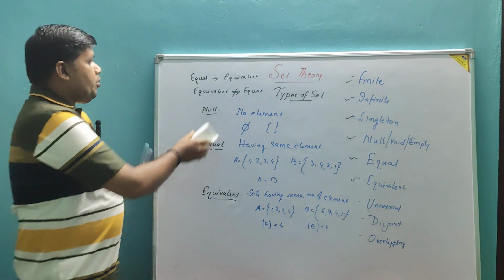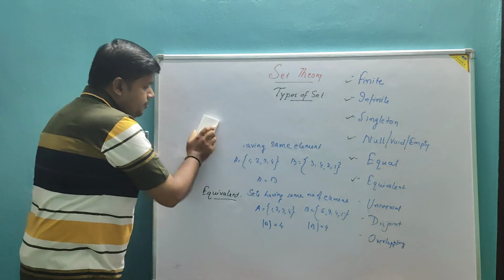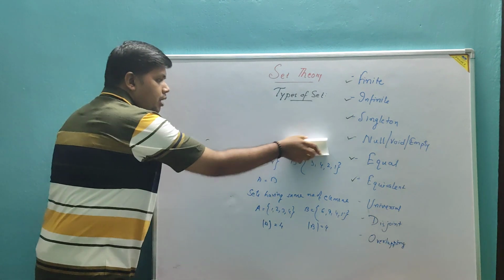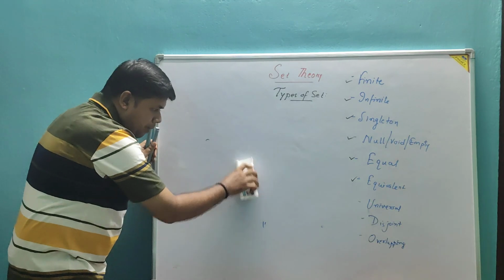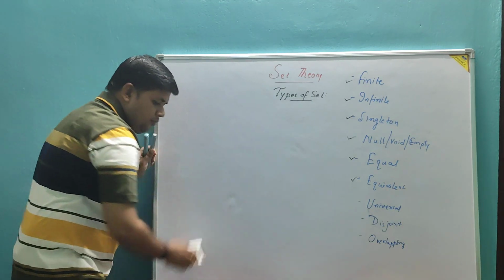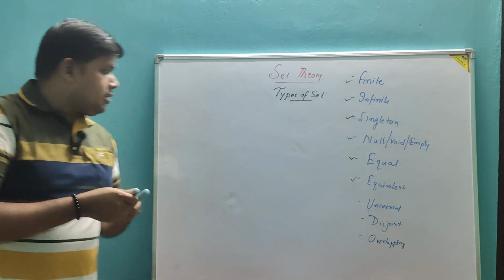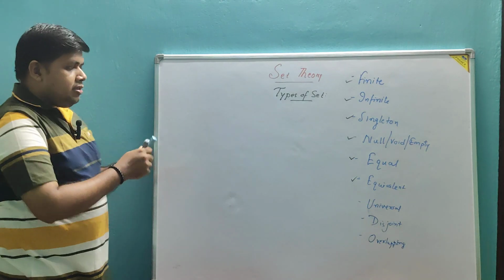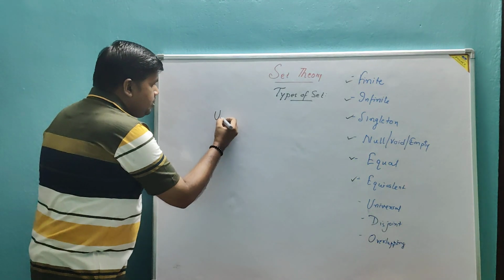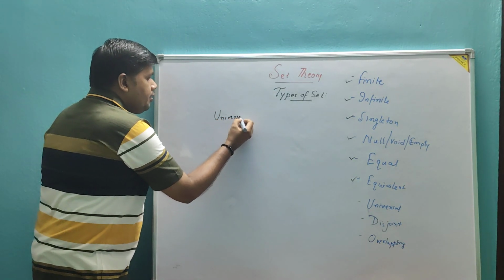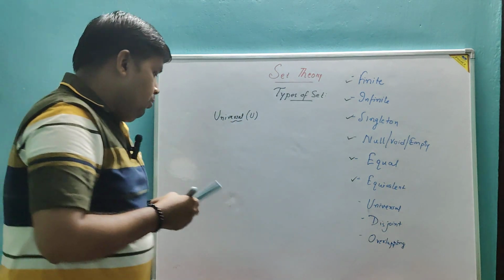The next type of set is the universal set. A universal set is a set that covers most of the elements. For example, if we consider the set of vowels and the set of consonants, then the set of alphabets will become a universal set for them. So all sets become subsets of a universal set, and the universal set is represented by U.